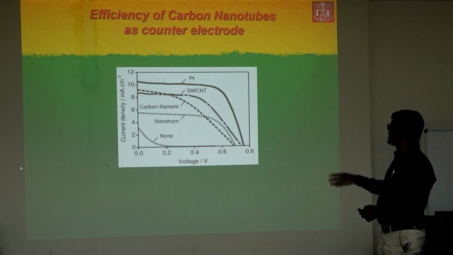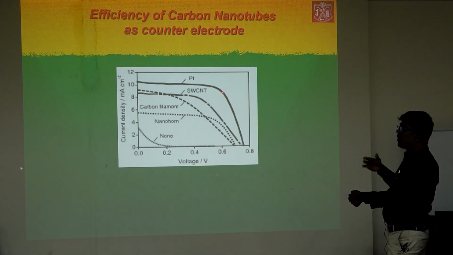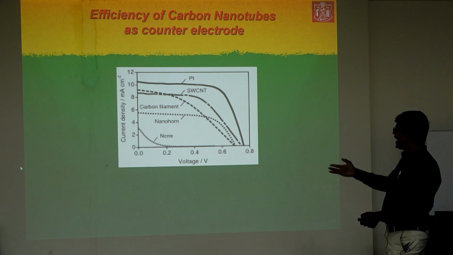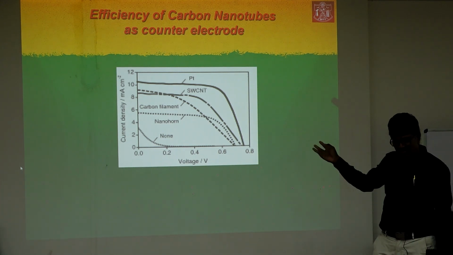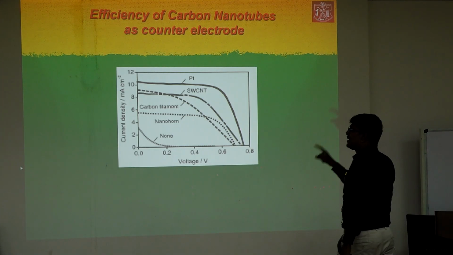So they made solar cells: platinum 12%, approximately 11%, single wall carbon nanotube around 9%, carbon in different forms, carbon filament, carbon nano, activated carbon, just activated carbon here, the low one. So we change the carbon morphology and we get a different efficiency. But carbon has a drawback.